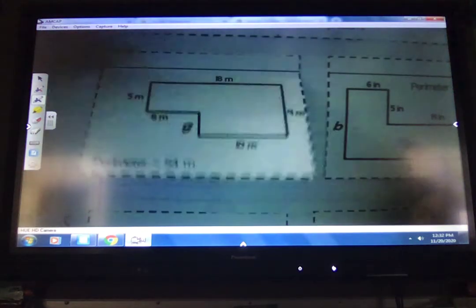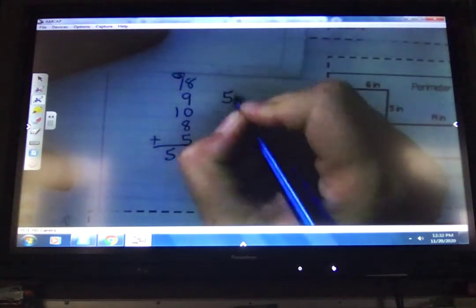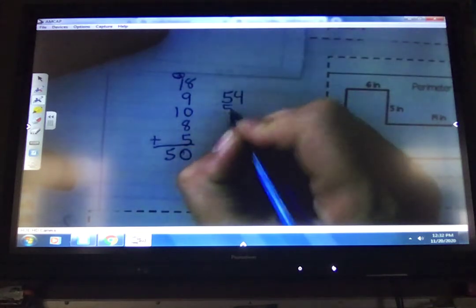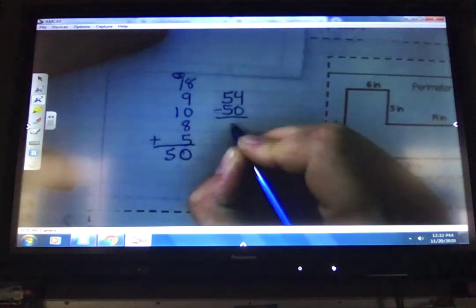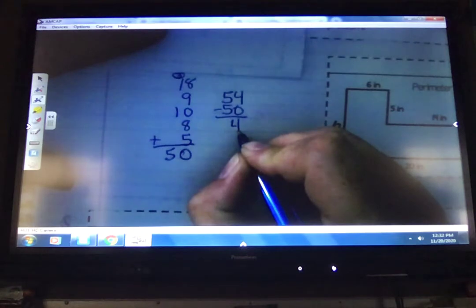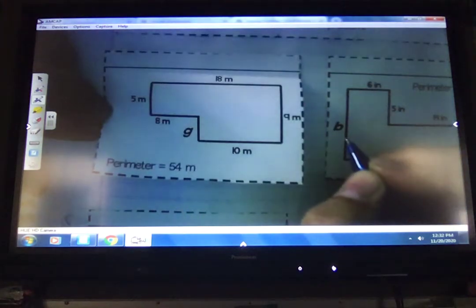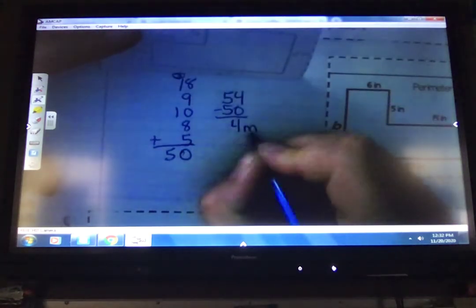Now, I want to take this away from the 54. Remember, the perimeter was 54. If I get rid of all the other sides, I'm left with 4. So 4 would be the missing side, which is meters.